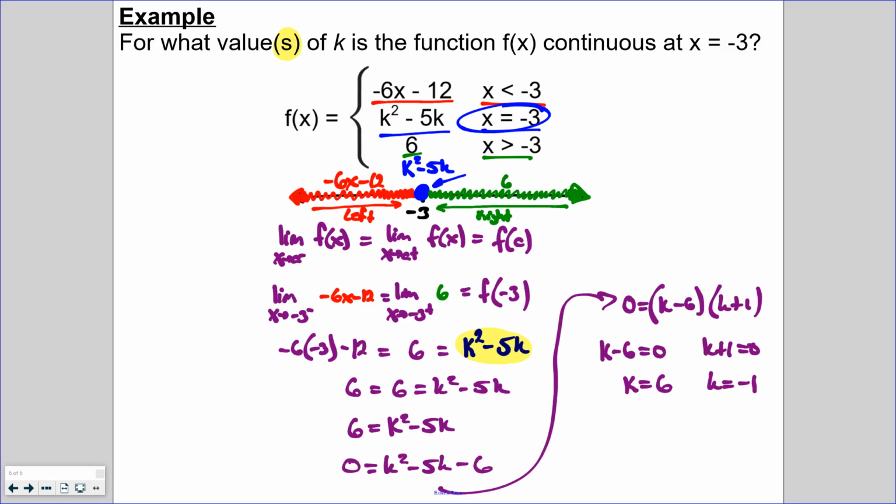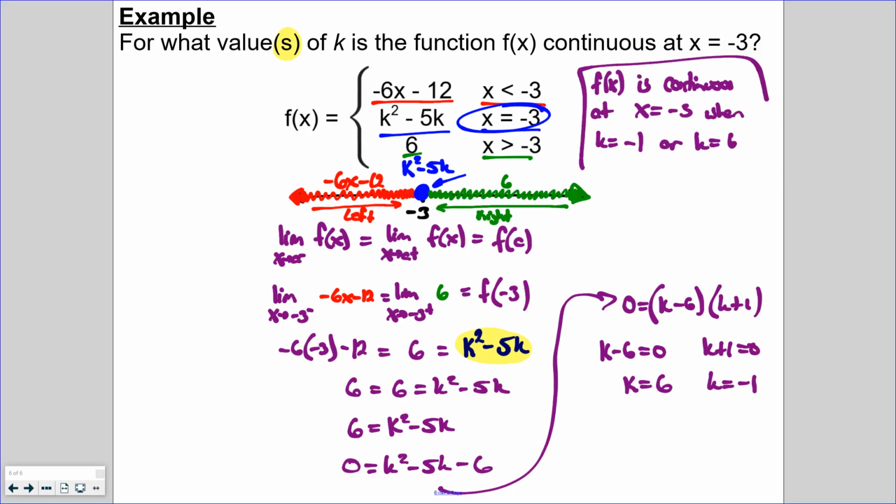So therefore we can say f of x is continuous at x equals -3 when k is equal to -1 or k is equal to 6. And there we have it, finding the k values that make the function continuous.